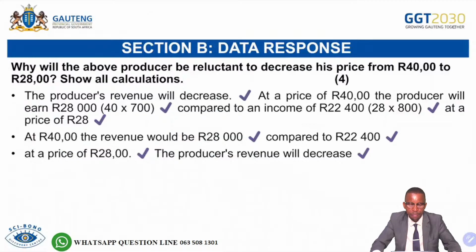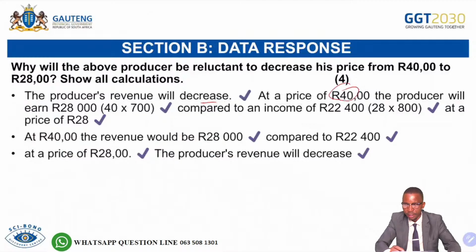Why will the above producer be reluctant to decrease his price from 40 to 28 rand? So it requires calculations. Remember, it's 4 marks, so you need to ensure that you answer for 4 marks. You will have to calculate before you comment. These firms will be reluctant to lower their prices from 40 to 28. And remember, as they lower their prices, what is going to happen? The quantity produced will slightly increase, but total revenue for the firm will decrease. So the producer's revenue will decrease.